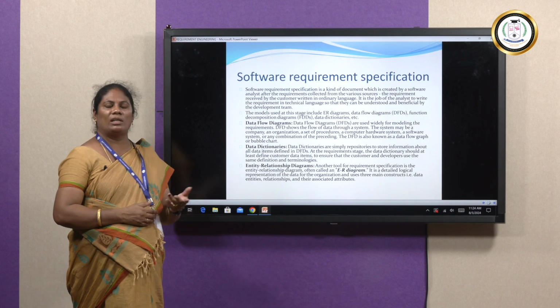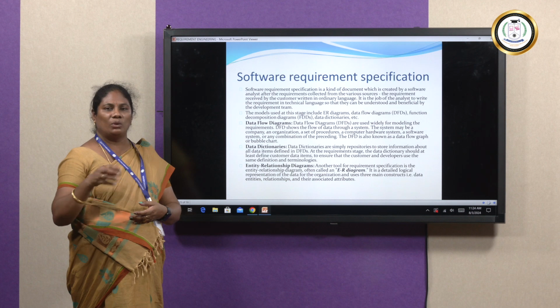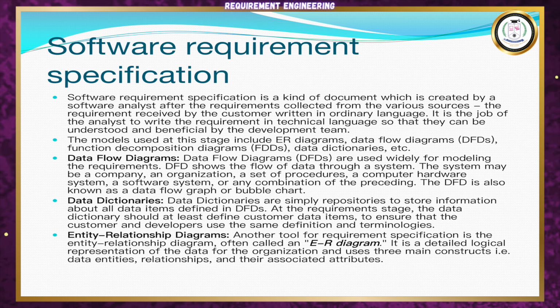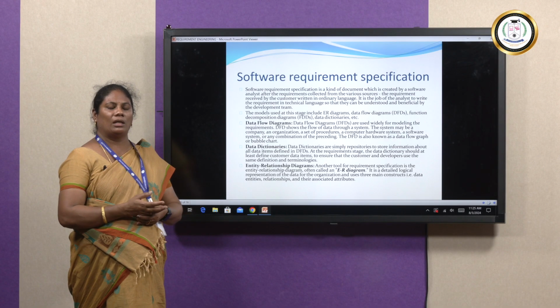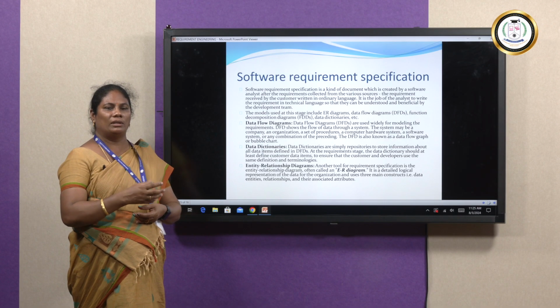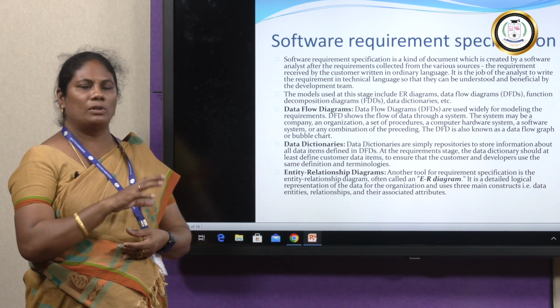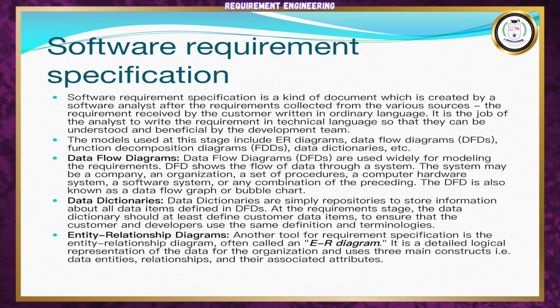The data dictionary describes how to store the data used in the data flow diagram. Relationships consist of three types: unary, binary and ternary. A unary relationship is when one entity is related to itself. A binary relationship is when one entity is related to another entity. A ternary relationship is when multiple entities are related together. So these are the requirement specifications.